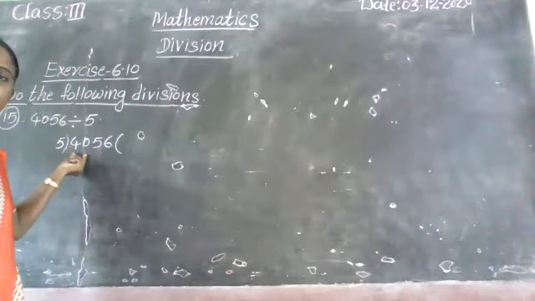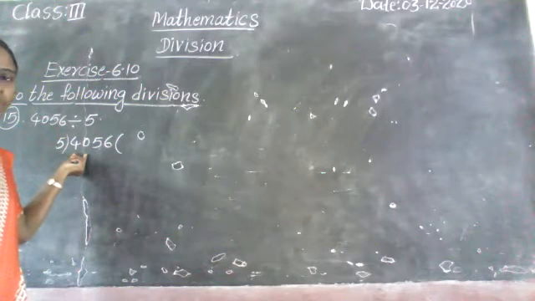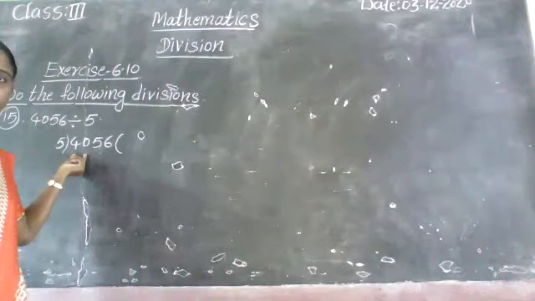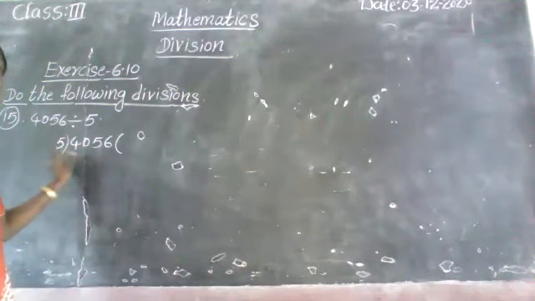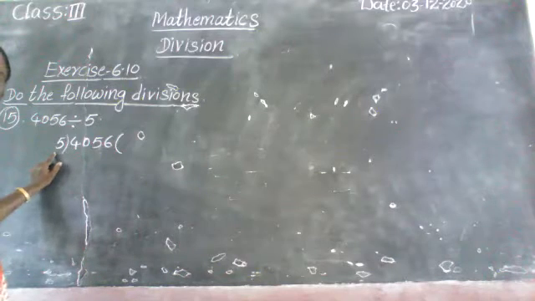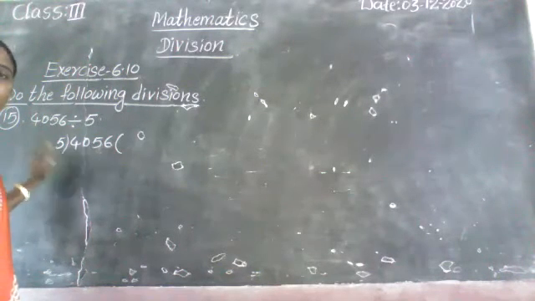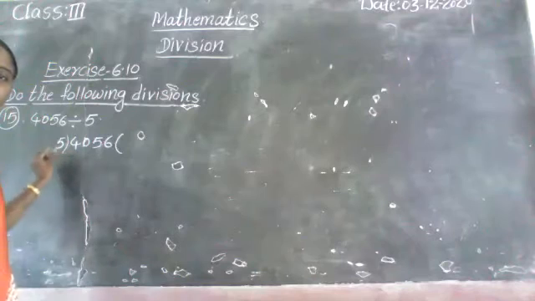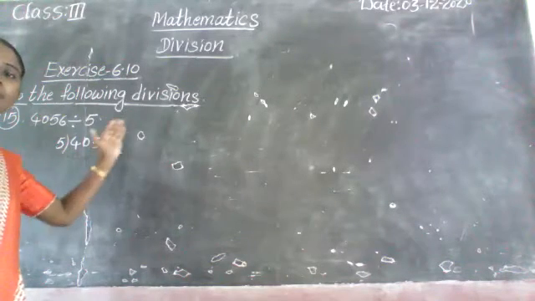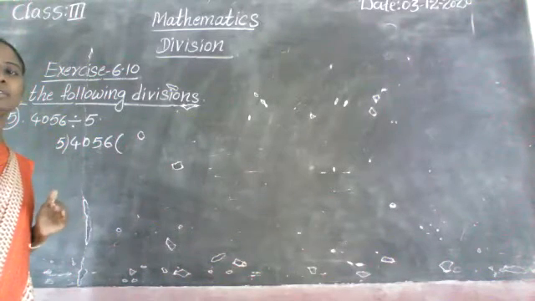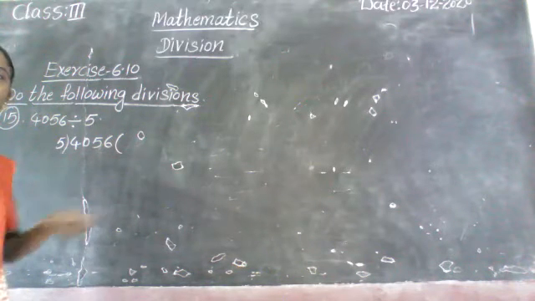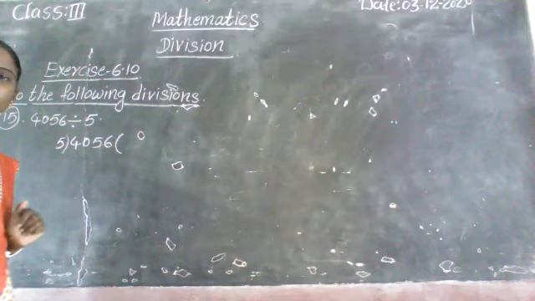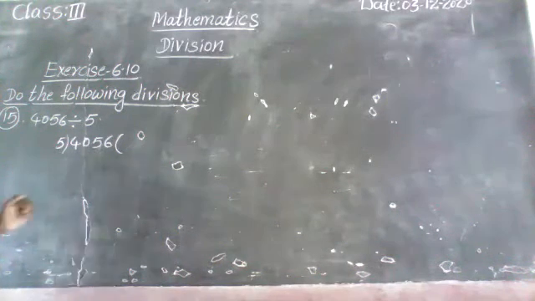What is the 2-digit number here, children? 40. Now 40 divided by 5. Where will 40 come in the 5 table? Revise the 5 table once. Do you know the 5 table? Read the 5 table once.